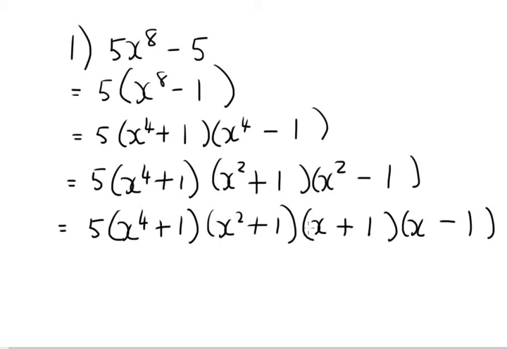It seems like a long sum, but all we're doing is looking out for difference of squares all the time. So we've started with common factor, and then difference of squares, and we keep looking for different types of factorizations. Right, so that's number 1. We're going to move on to number 2 now. If you want to pause it and work through the sum again, that's fine. It is a bit of a longer sum.